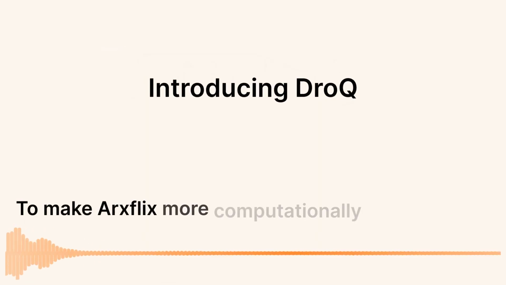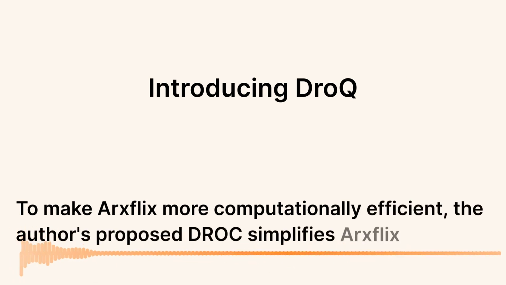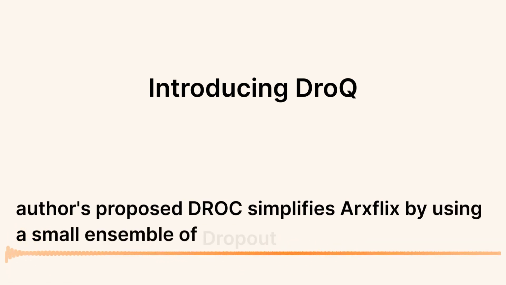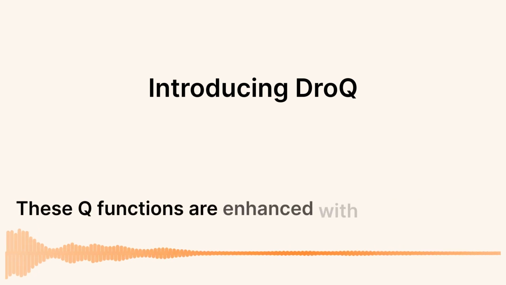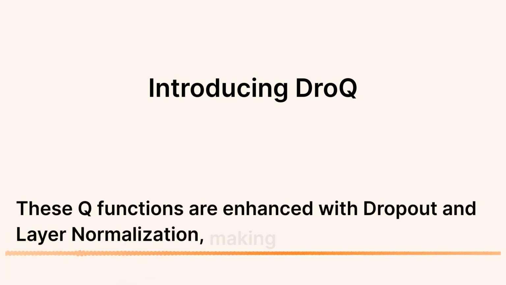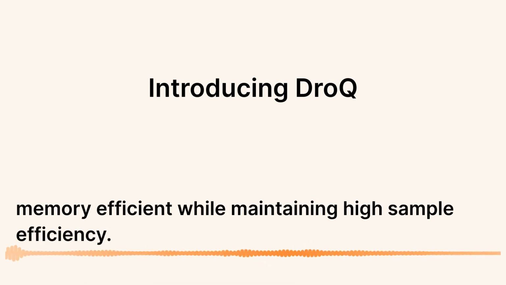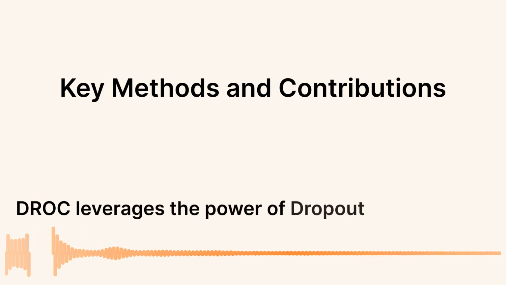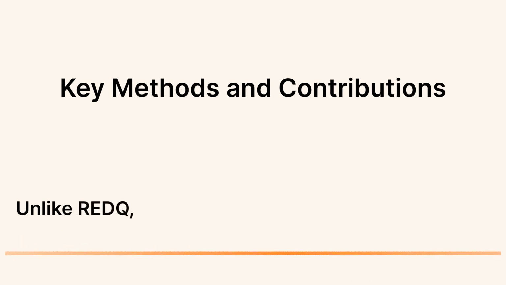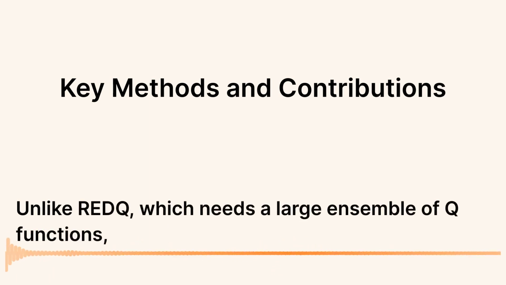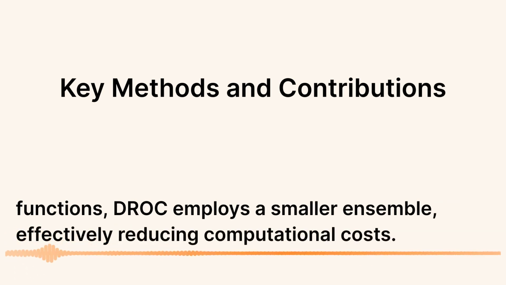To make REDQ more computationally efficient, the authors propose DroQ. DroQ simplifies REDQ by using a small ensemble of dropout Q functions instead of a large one. These Q functions are enhanced with dropout and layer normalization, making DroQ both CPU and memory efficient while maintaining high sample efficiency. DroQ leverages the power of dropout to inject model uncertainty into Q functions. Unlike REDQ, which needs a large ensemble of Q functions, DroQ employs a smaller ensemble, effectively reducing computational costs.